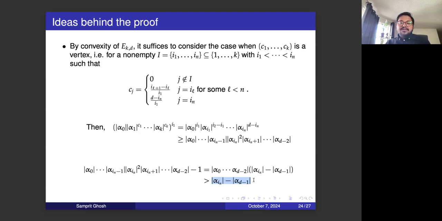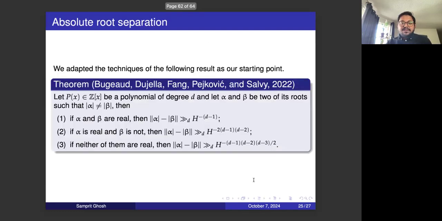So for example, the result that we worked with is the following. It's a result of Bugeaud, Dujella, et al. from 2022, where they show that if you have a polynomial of degree d, any polynomial, and let alpha and beta be two of its roots such that their absolute values are not equal, mod alpha is not equal to mod beta. If both alpha and beta are real, then their absolute difference is bigger than h to the minus d minus 1. Again, h being the height of the polynomial.